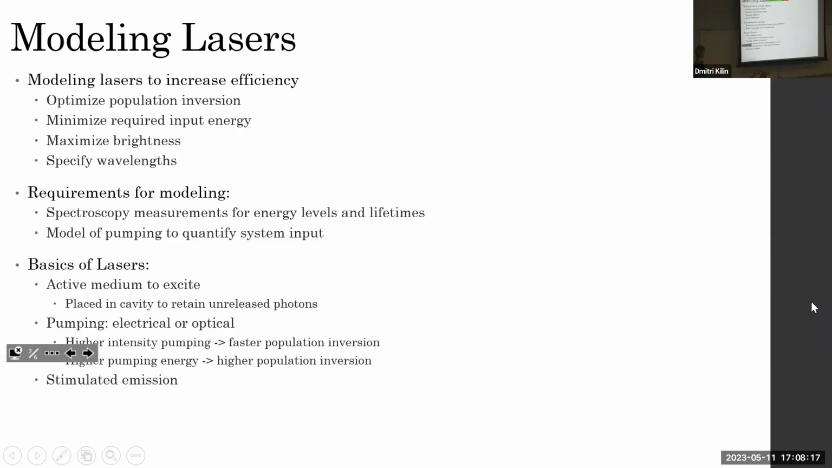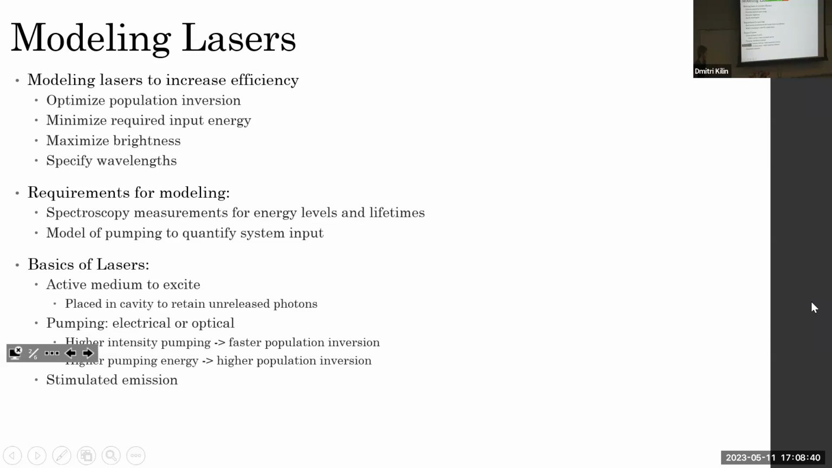So we can model the rates. And then we need to have a model of our pumping method. Usually it's either electrical or optical. The basics, we've already talked about pumping, so I won't get into that, but we also have an active medium, and that's just whatever our atoms or molecules are that we're exciting. So we place these into a cavity, which is just so we can contain all the light, so we can only direct it out into one direction.